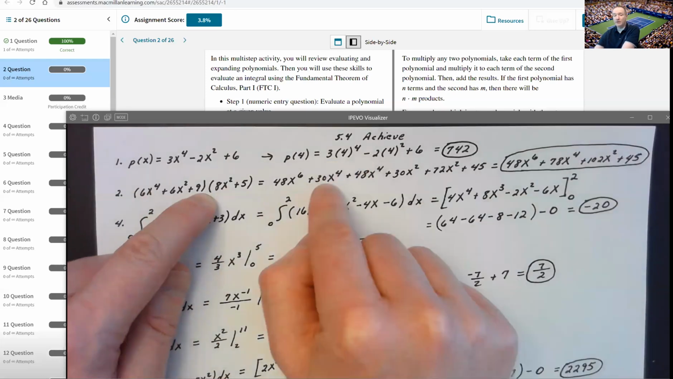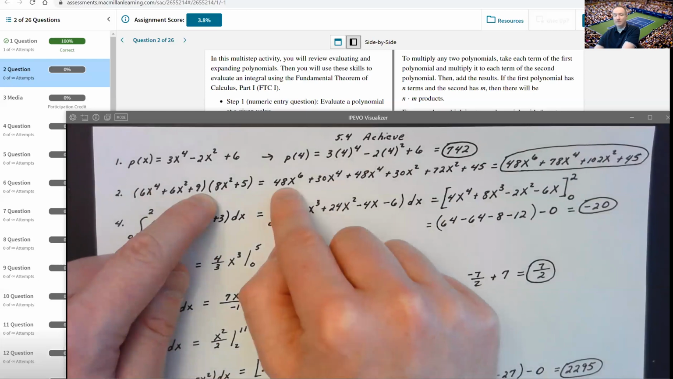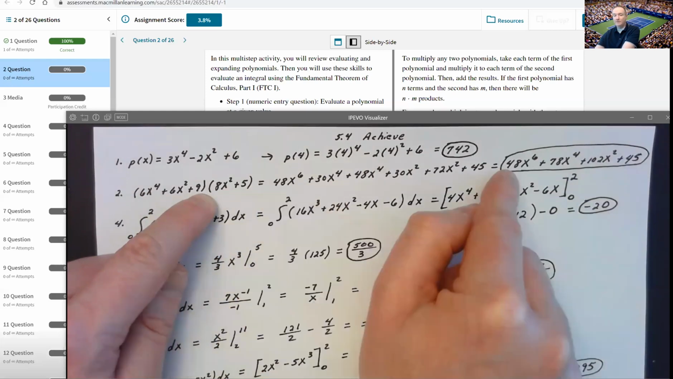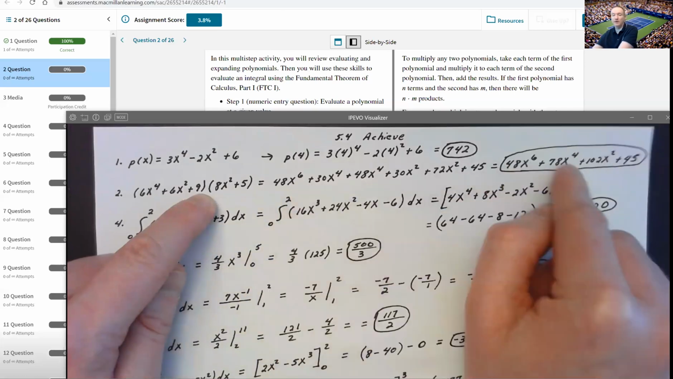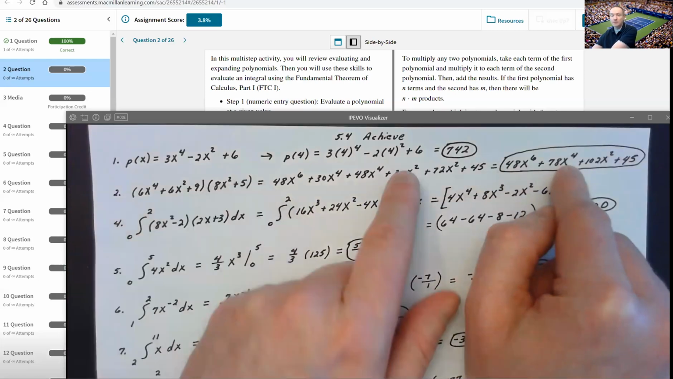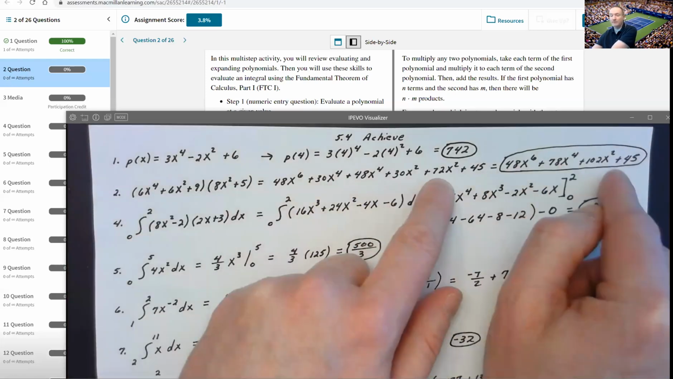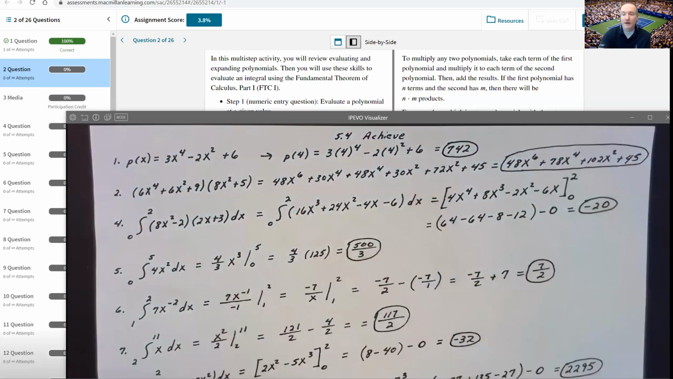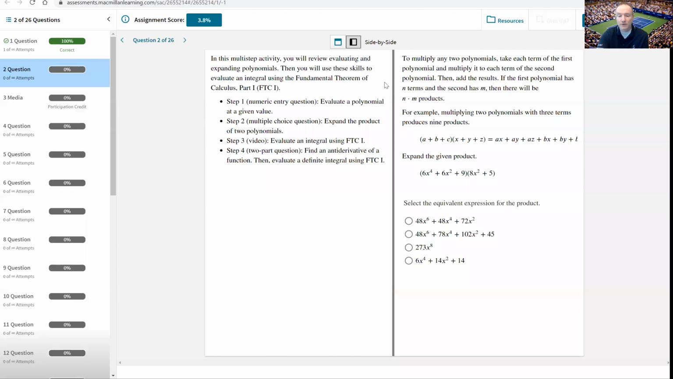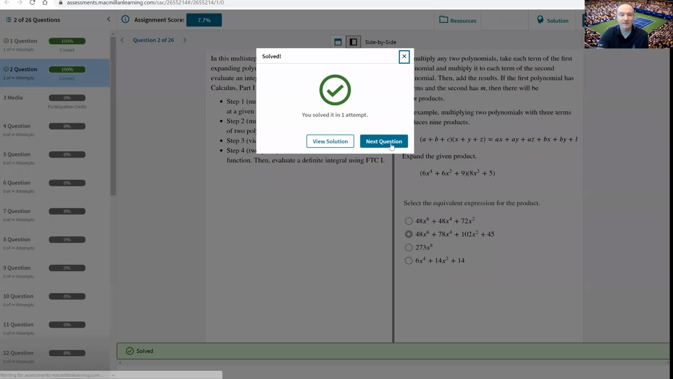After that, we pretty easily collect like terms. There is no like term with the x to the sixth, so just 48x to the sixth. We have two x to the fourths. Add those coefficients to get 78x to the fourth. Again, we have two x squared terms. The 30 and the 72 combine for a coefficient of 102. Of course, plus our constant of 45. Now, when I compare that to what they have here, there's only the one answer that matches, of course. And we'll check that, and it's saying we are correct.